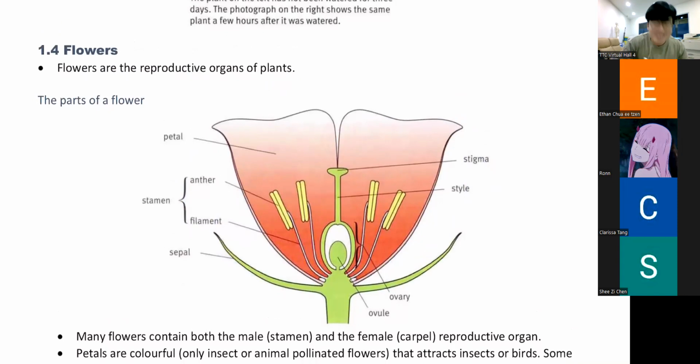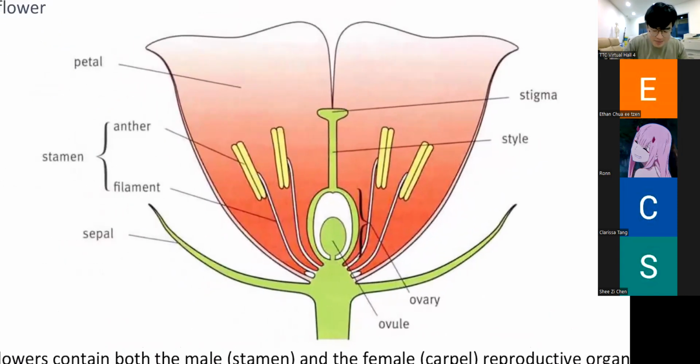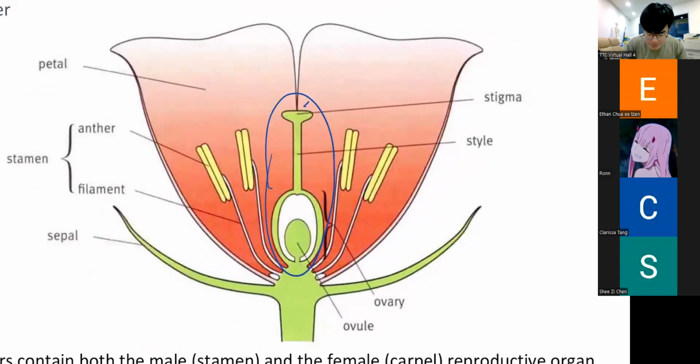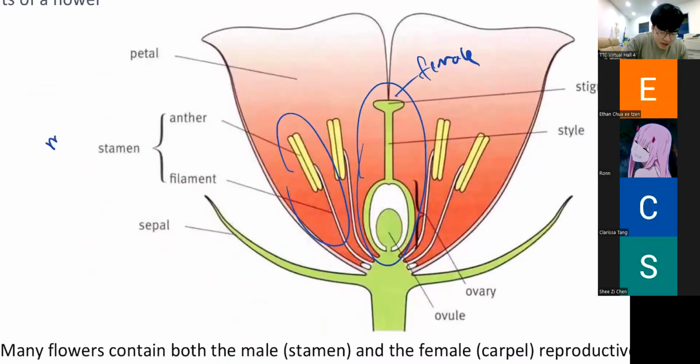Right, anyway, so this is a flower. A flower has a female part. This middle part, let me circle that, is the female part, and the side part is the male part. And the male part, we call it stamen. Can you see the men?